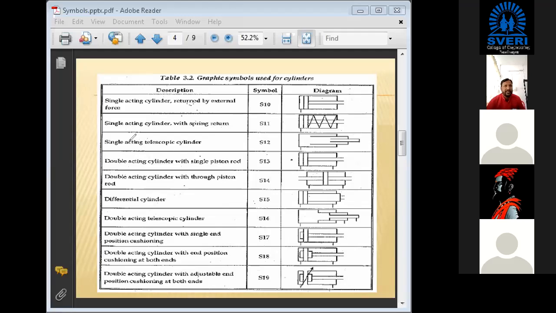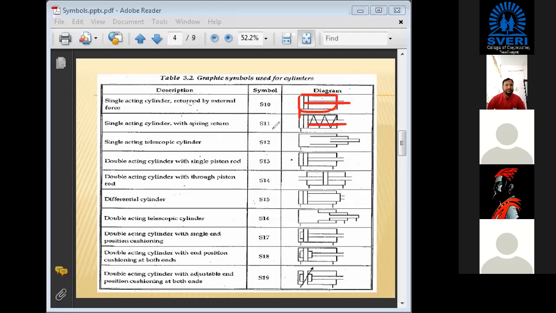In a single acting cylinder, this is a cylinder, and single acting is what? Here they have drawn one line. Okay, single acting, and it is written by the one external force. There is one piston, so this one is a piston. Getting it? Now, instead of a piston, for returning purpose in the single acting cylinder, if it is written with a spring, then the spring is employed.